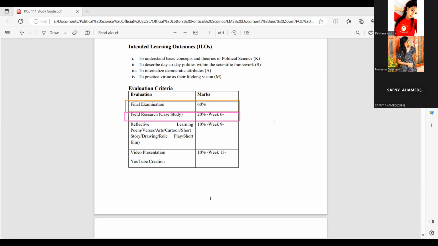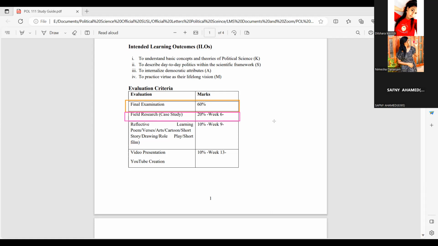Then you will share your experience, your knowledge, what you have seen in the field. You will share your experience and the knowledge gained through the research with us, with your friends, and with us as your teacher, right? That is one thing. By doing this, you can earn 20 marks. This task will have to be done in the sixth week, right?